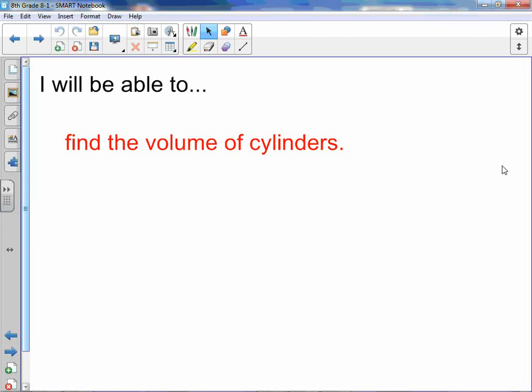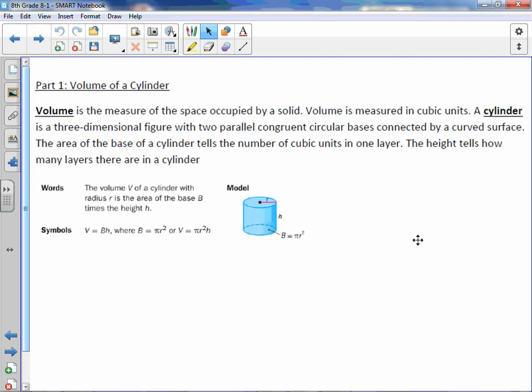Chapter 8, Lesson 1, Volume of Cylinders. You will be able to find the volume of cylinders. Volume is the measure of the space occupied by a solid. Volume is measured in cubic units.